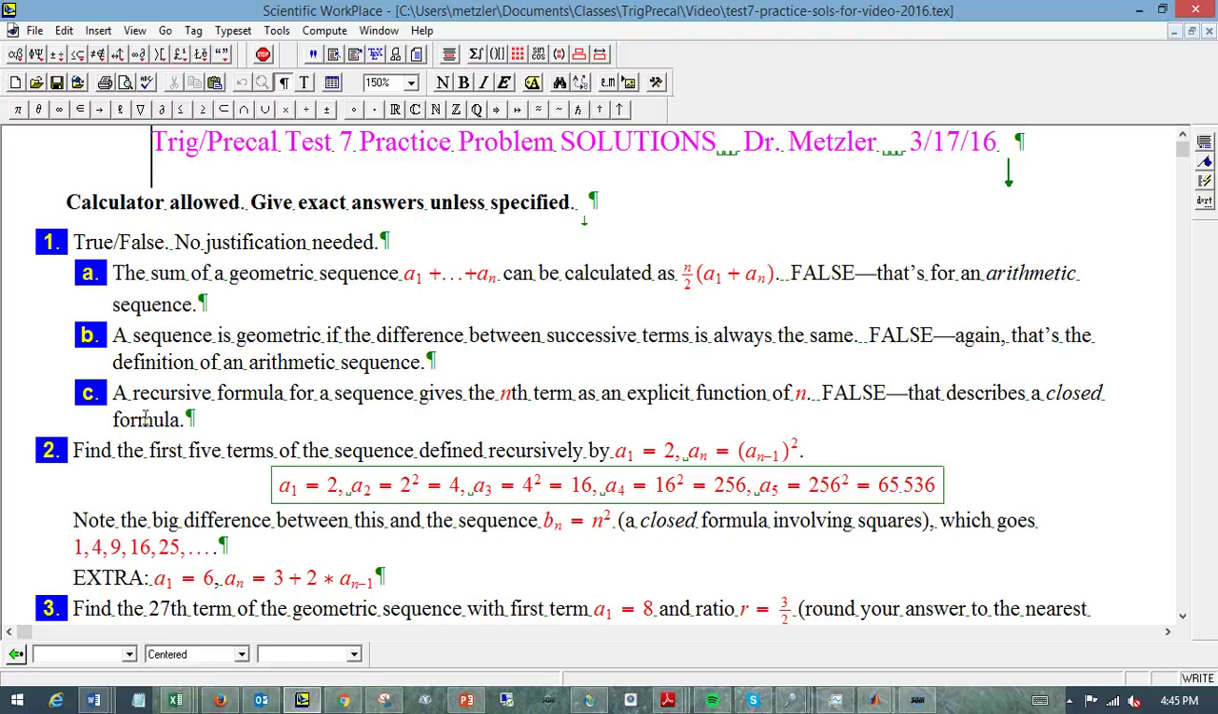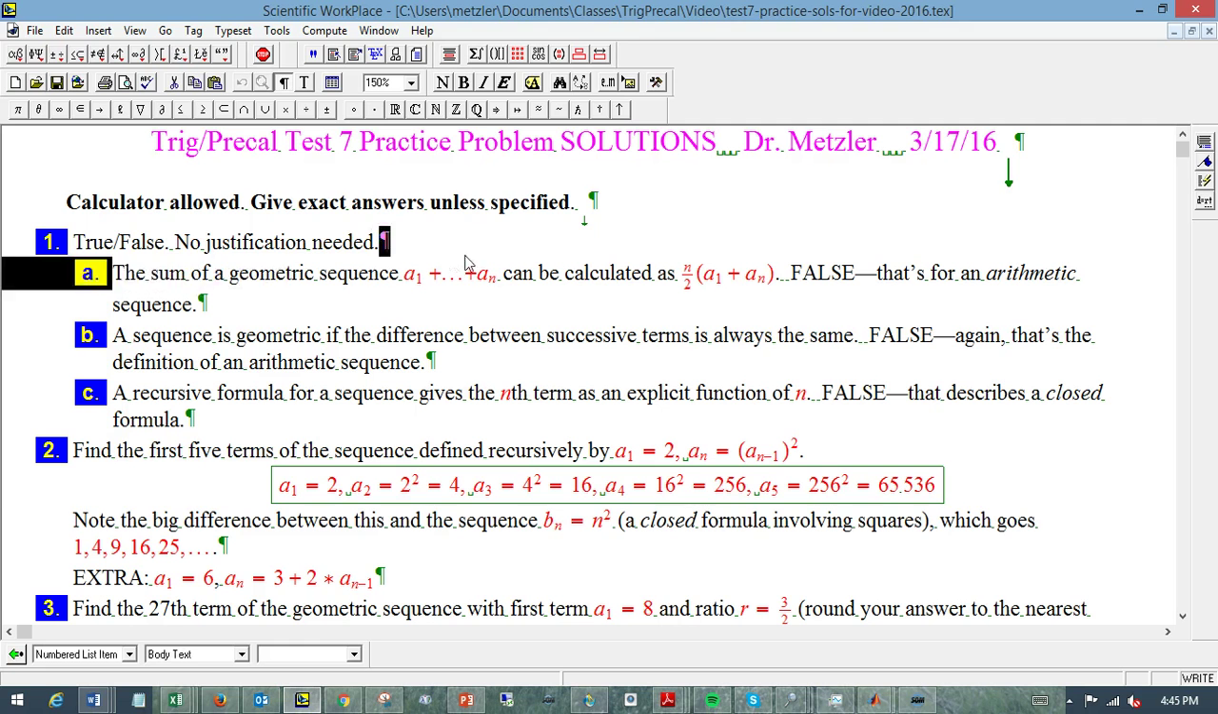I'm going to go through the solutions to some practice problems about sequences, summations, basic counting, and probability. I'll do it in sections, but this first video will talk about some true-false questions and maybe a couple of sequence problems. So here's a true-false question.